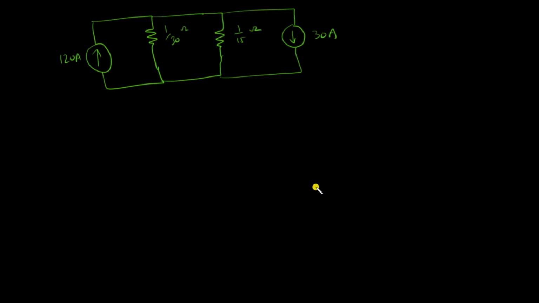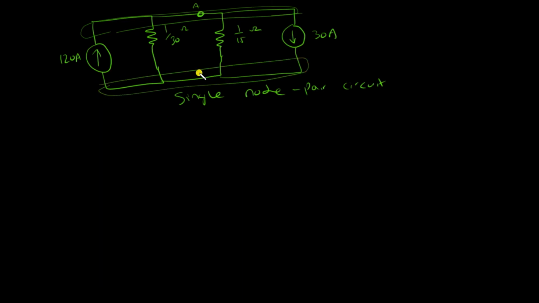So one last example of the laws that we have studied is this. This is a single node pair circuit. The reason it is called that is because there are just two nodes here: the top one is the first node, and this bottom one is the second node. So the first thing that I do whenever I see just two nodes and so many branches is I can apply KCL.